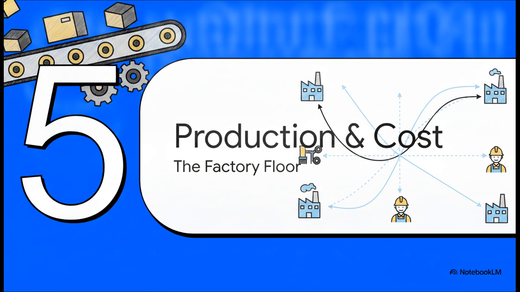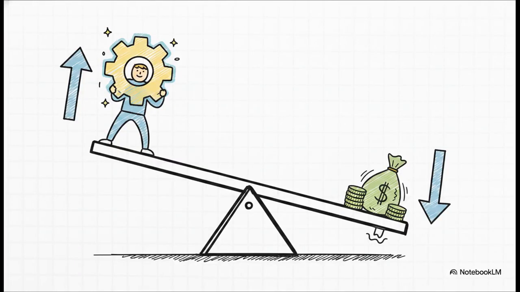Section 5. Connecting production and cost. Let's hit the factory floor. Let's connect these abstract financial curves directly to the physical reality of Mr. X's factory. There's a direct mathematical inverse relationship here. Assuming the wage paid to workers, let's call it W, stays constant, marginal cost equals that wage divided by the marginal product of labor. Similarly, average variable cost equals the wage divided by the average product of labor.